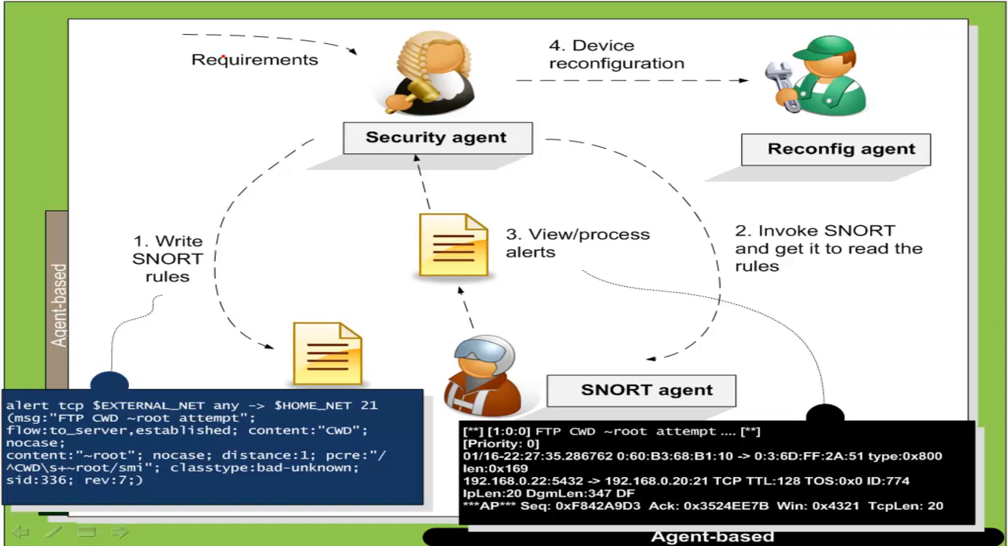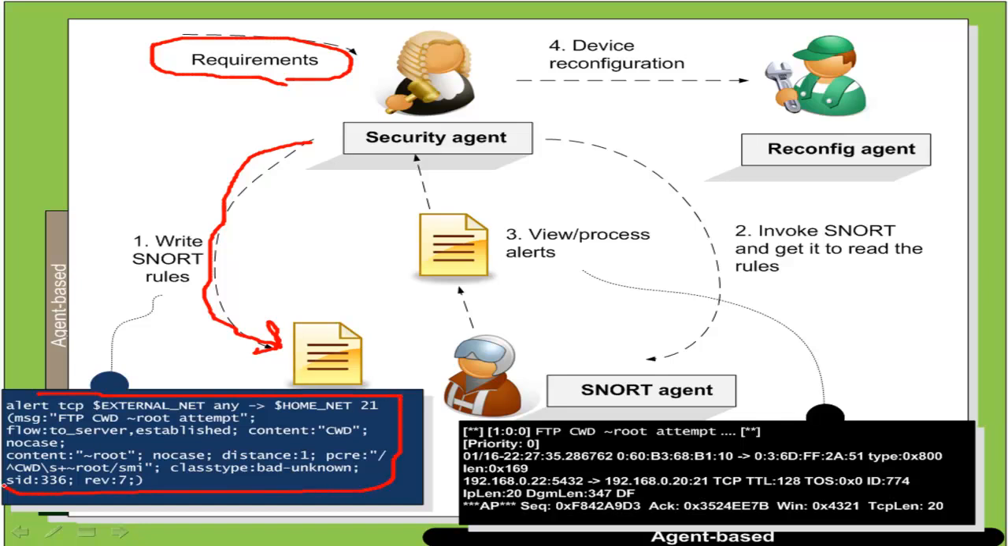So an example of this might be that the security agent itself might have some requirements defined for it. It can then be up to the security agent to write some rules, in this case for the Snort IDS. So these are the rules that are actually written for it. In this case, it detects when a user on FTP tries to change to the root folder.